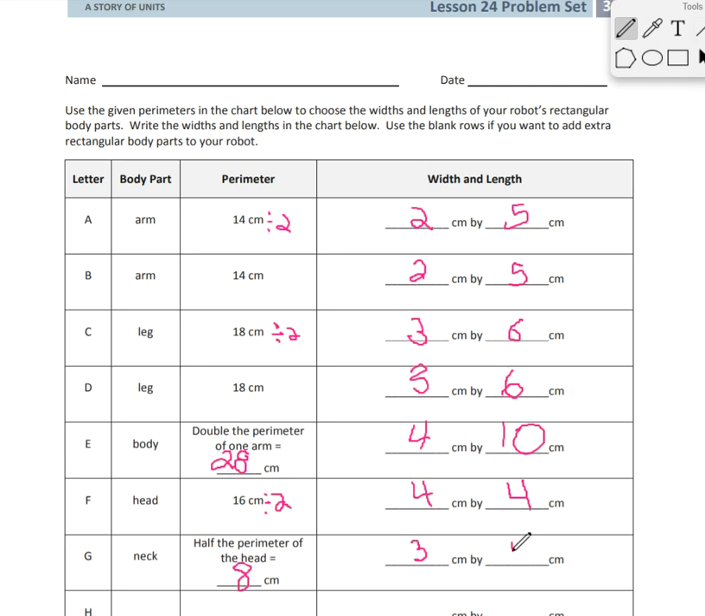I don't want it to be super long because I think my neck would look funny if it was a 2 centimeter by 6 centimeter neck. But if that's how you'd like your robot to look, you get to go do that. I'm going to erase my work right now and scroll down to look at the next problem.